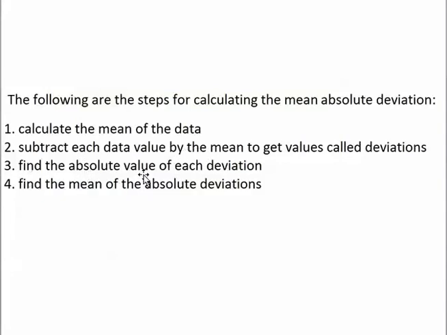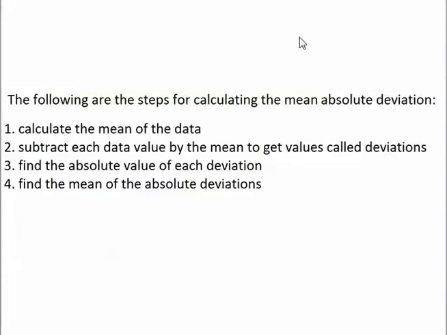Then you find the absolute value of each deviation. What that means is that a deviation can come out to a negative number or a positive number. For example, if the data set has a mean of 60 and a certain value in the data set is 56, if you subtract 56 by 60, you get a deviation of -4.